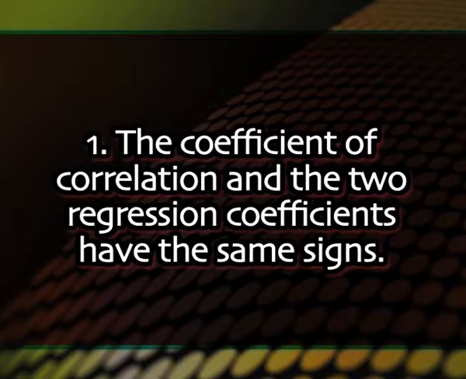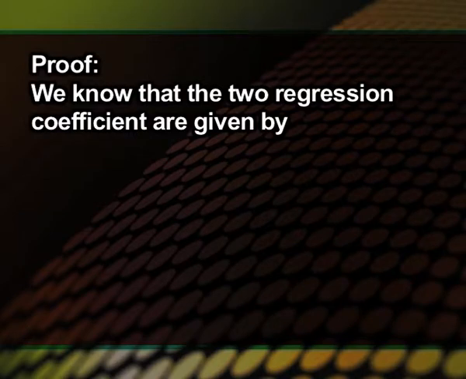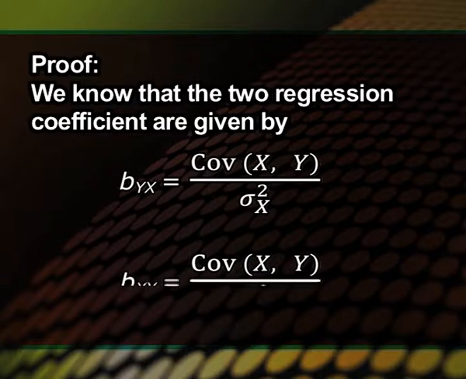In this section, we shall derive some important properties of regression coefficients. The first one: the coefficient of correlation and the two regression coefficients have the same sign. We have the proof for this. We know that the two regression coefficients are given by Byx equals covariance of xy by sigma x square, and Bxy is covariance of xy divided by sigma y square.